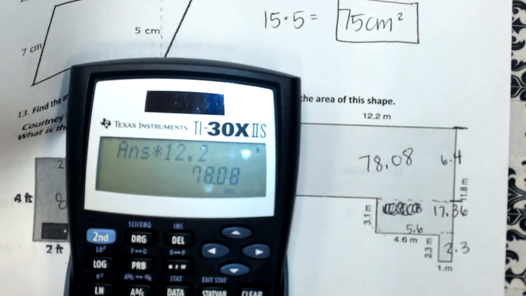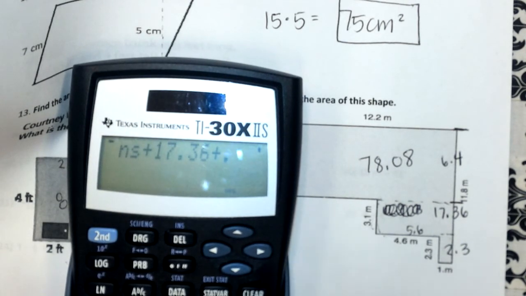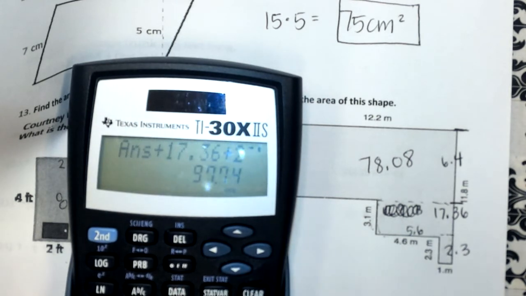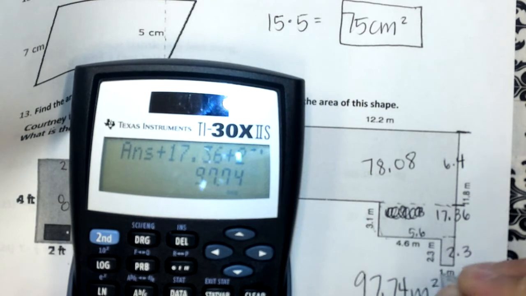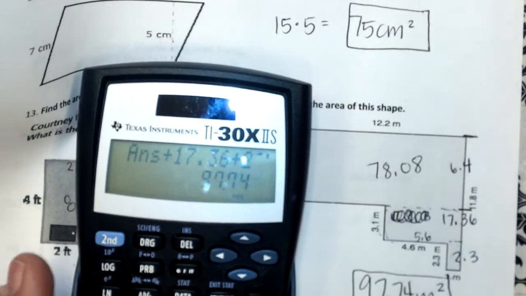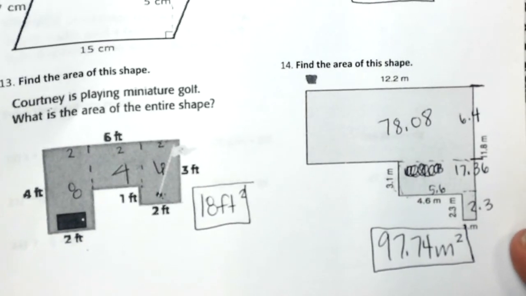Now we just have to add them together. Plus 17.36 plus 2. Whoops. We get 97.74 meters squared. Oops, sorry. Paper sliding. Any questions on that one? You see how we kind of had to break it apart and look at it like a puzzle to figure out which sides were which?